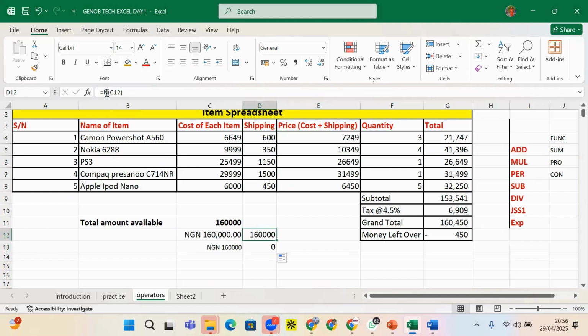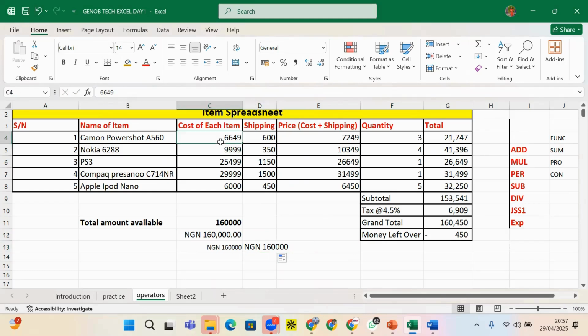So if I want to also check if it's a text, I just replace the N with T, right? And I enter. It is showing 0 because this is not a number, it's a text. But if I come here, it shows me that it's a text because it returned a text for me. Can you see? So this is a text and not a number, right?